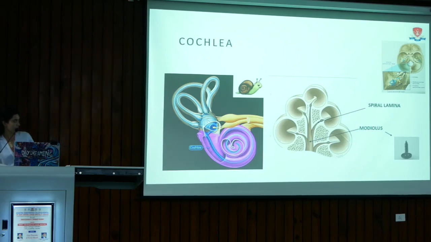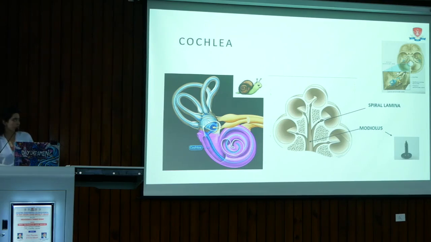The base of the modiolus can be represented by the head of the nail, which lies at the fundus of the internal acoustic meatus. The apex of the modiolus is directed towards the middle ear and is overlaid by the apical turn of the cochlear canal. The cochlear canal spirals around the modiolus and takes 2 3/4 turns.